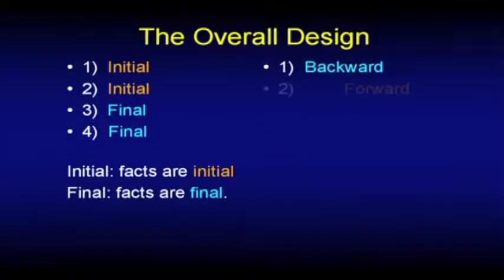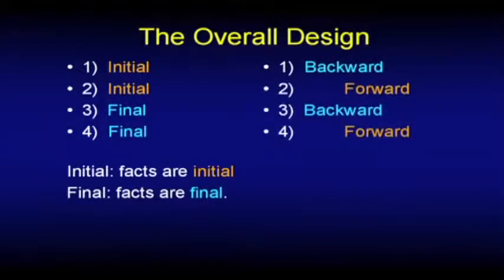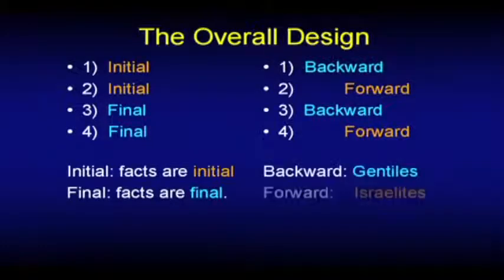The first one is backward. The second one is forward. The third one is backward. The fourth one is forward. They're backward because they're Gentiles. They're forward if they're Israelites. If they're done forward, it's the Hebrew. If they're going backwards, the Gentiles. That's kind of interesting to me.